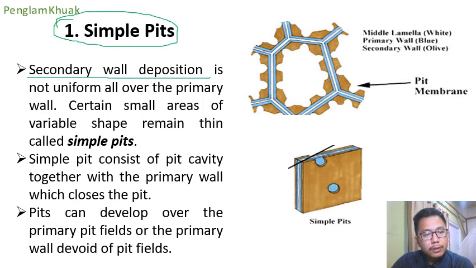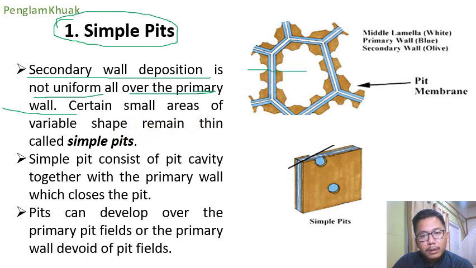Secondary wall deposition is not uniform all over the primary wall. If you look at this picture, this brown or olive color represents the secondary wall. It is not equally distributed here, and instead pits are present. That means the secondary wall is absent. Certain small areas of variable shape remain thin. This portion remains thin, and it is called a simple pit.